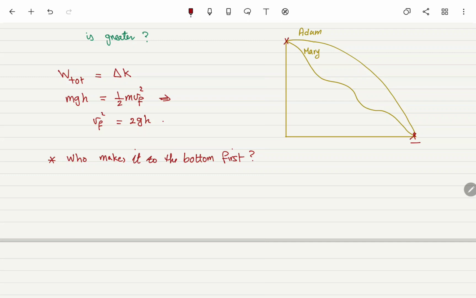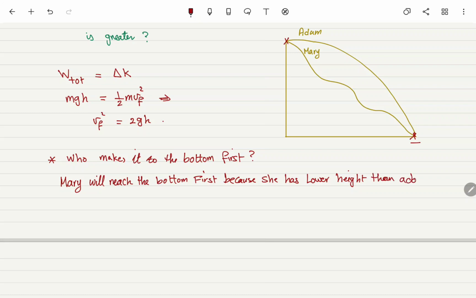So to answer this, Mary will reach the bottom first because she has lower height than Adam.